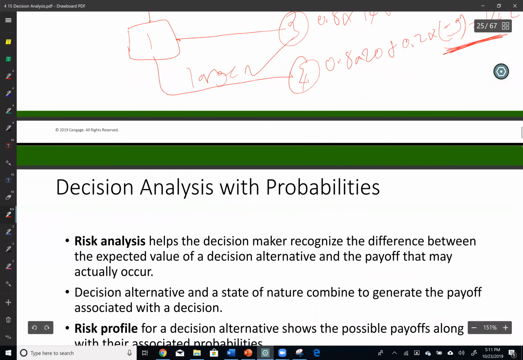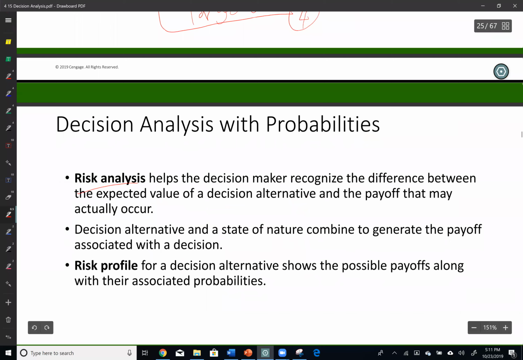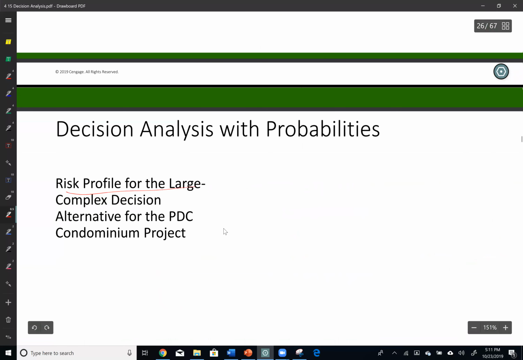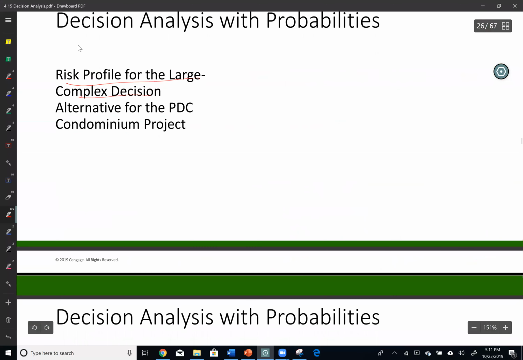However, this itself is not enough because we need to consider the risk analysis, and decision makers have different risk profiles. So let me just show you the risk profile for the large complex decision that we just thought is the best in terms of expected value. So here is the risk profile. On my y-axis, I have my probabilities. On my x-axis, I have my profits in millions of dollars.